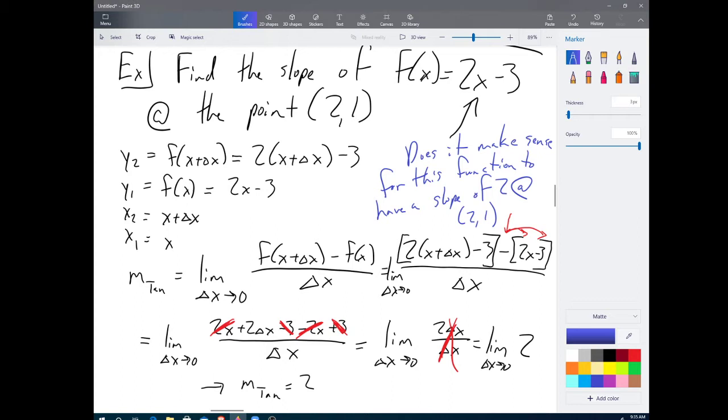Well, when you say plug in 2, you usually mean plug it into x. But what do you mean? Think about what this equation is. What kind of line is this? It's linear. Just looking at the equation, what's the slope of that line? 2. So it doesn't even matter what point we tried to plug in. We couldn't even plug in an x. Turns out that has a slope of 2.